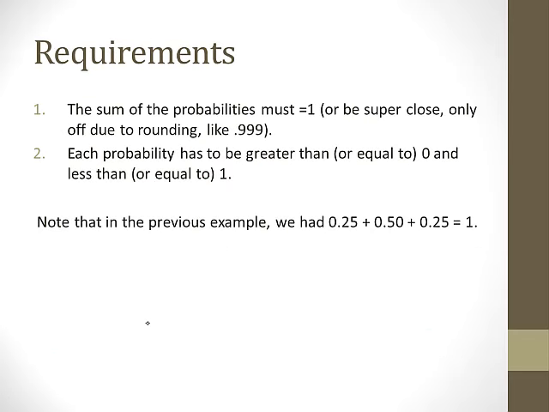Okay, requirements. We have 2 requirements. The sum of the probabilities must be 1, or very close. Just due to rounding, we may get 0.999. And each probability has to be greater than or equal to 0 and less than or equal to 1. So I can't have a probability of negative 0.3 or 7. It's always going to be a number between 0 and 1 inclusive. 0 means it can't happen, 1 means it's absolutely certain to happen. Note in our previous example, we had 0.25, 0.50, 0.25. The sum equals 1, and each of these is between 0 and 1. So that was a probability distribution.